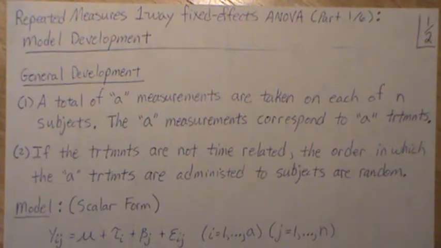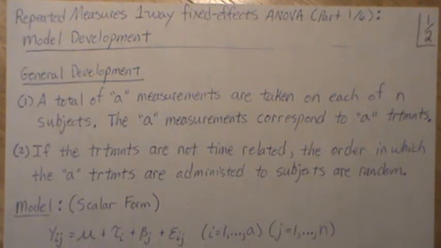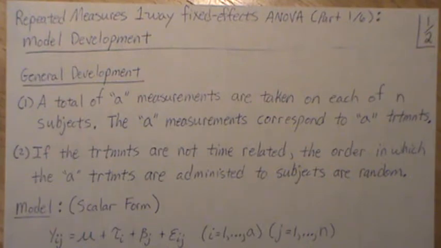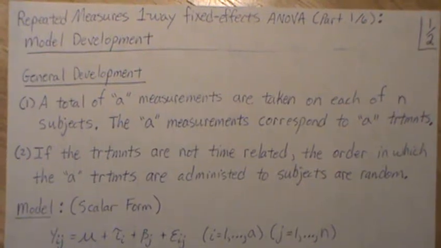Hello, this is the next video in a playlist that I'm calling General Linear Models Design of Experiments. And within that playlist I have several little mini-series, and each one covers a different type of ANOVA design or model. In this little mini-series we're going to look at repeated measures, one-way fixed effects ANOVAs. And this is model development.